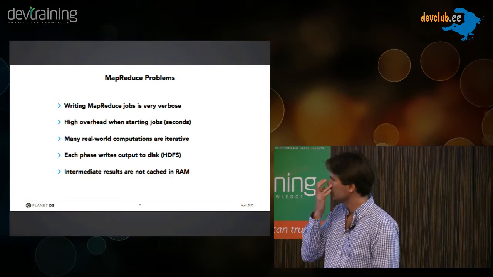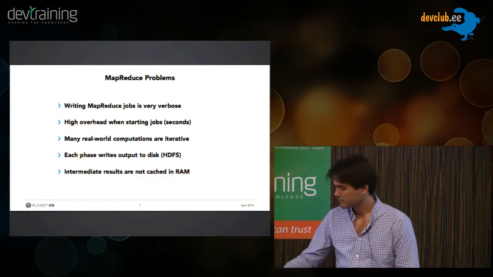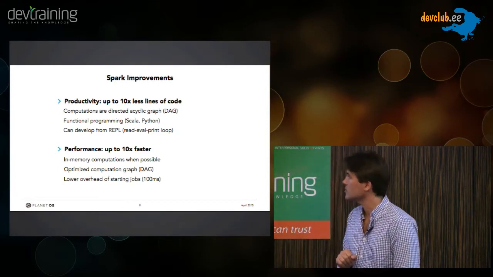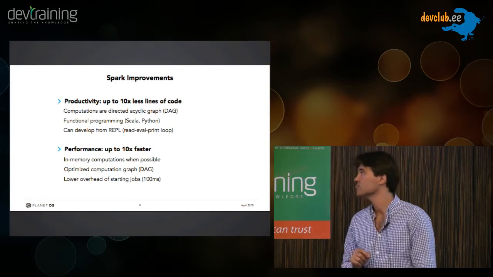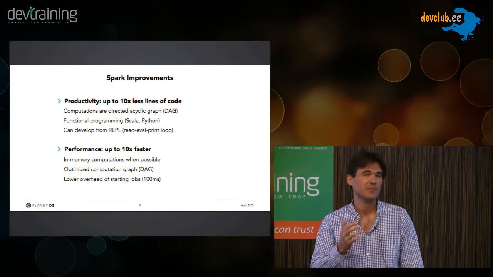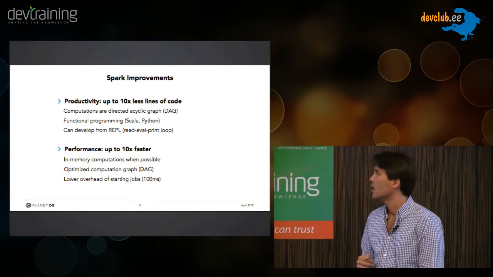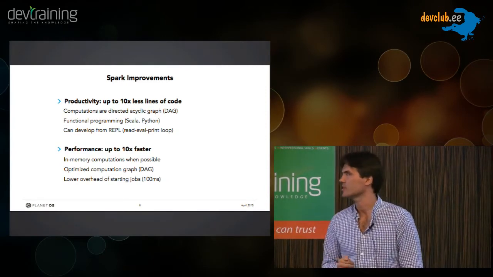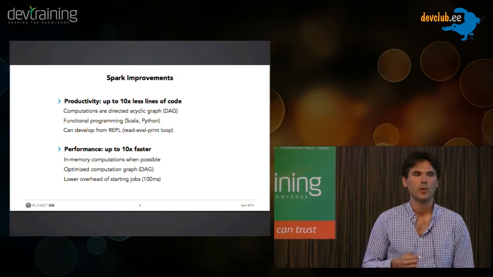Yeah, and well, basically that's what it says. And so what Spark does is, first, productivity: you could basically write your programs in, let's say, 10 times less code. And the way you express it, you can write it in Java, but I would really suggest doing it in Scala or Python.